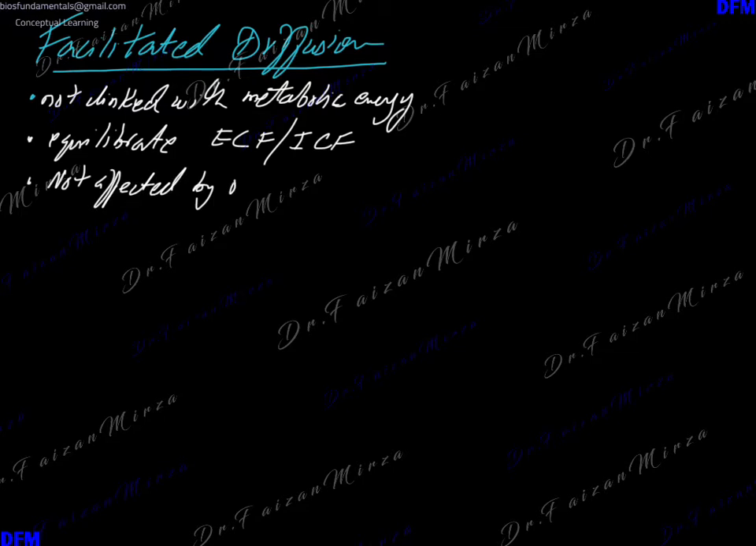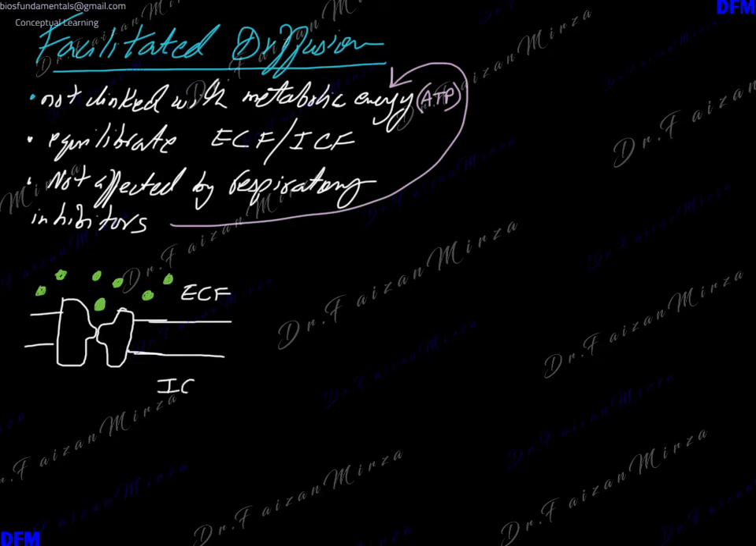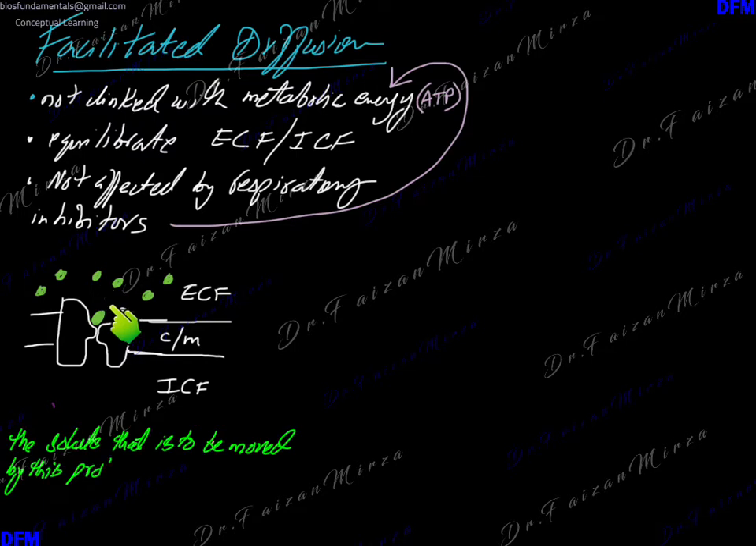And since it is not linked with metabolic energy, which means ATP breakdown is not required, any respiratory inhibitor that can cause ATP to deplete in the cells will not affect facilitated diffusion. For example, in this phospholipid bilayer I am drawing, these green dots represent a solute that must enter from ECF to ICF, and this is present right outside the cell membrane, and this is the carrier protein which is to accommodate moving this substance and mediate its transport into the ICF.